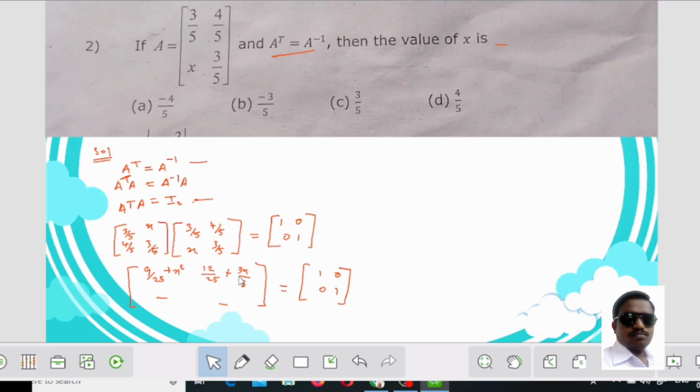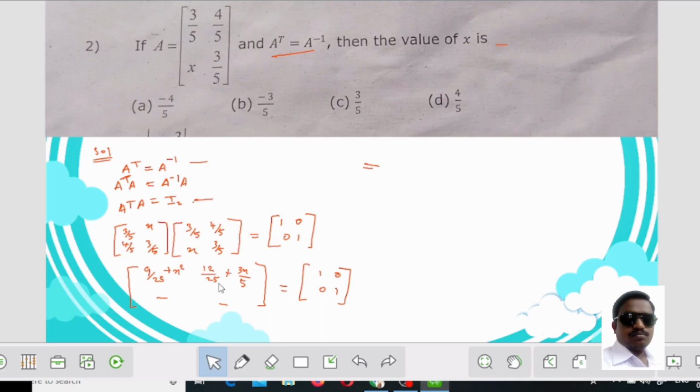Whenever two matrices are equal, the corresponding entries will be equal. So the first entry is equal to 1 now. The second entry will be equal to 0. By equating the entries, it's better to equate the second entry, because in the first entry we will get the x square value. It will lead to some confusion.